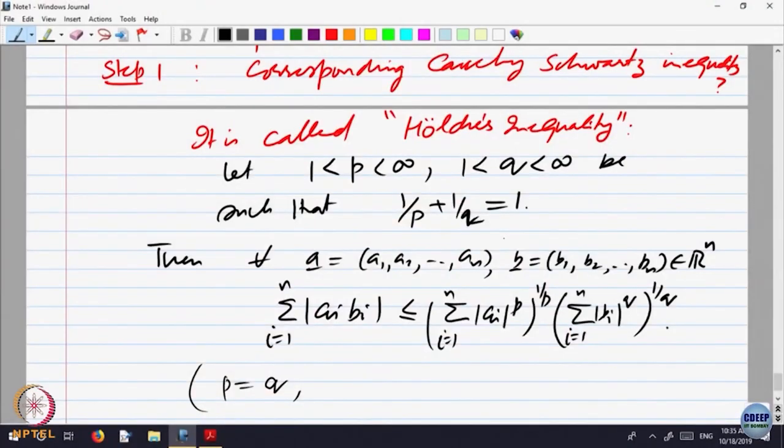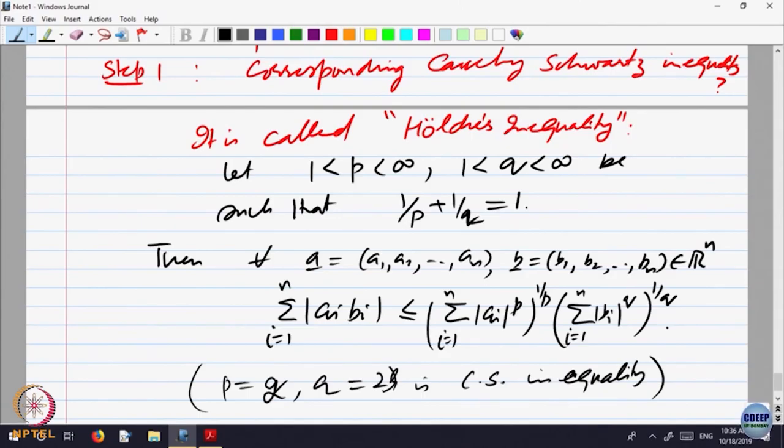Now, let us see why it is a generalization of the Cauchy-Schwarz inequality. If p is equal to 2, 1 over p plus 1 over q equal to 1 should give you, for p equal to 2, what is q? That also should be 2. So, what is this? Sum of squares raised to power 1 over 2, that is precisely the Cauchy-Schwarz inequality. It is precisely the Cauchy-Schwarz inequality.